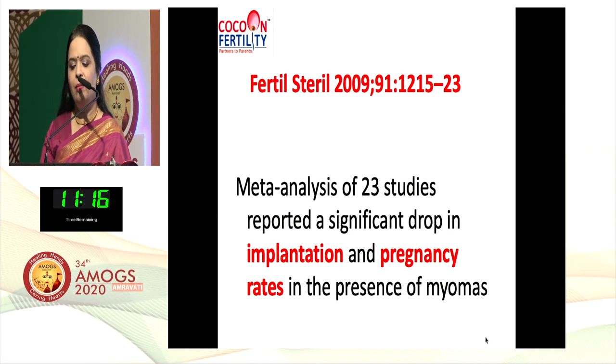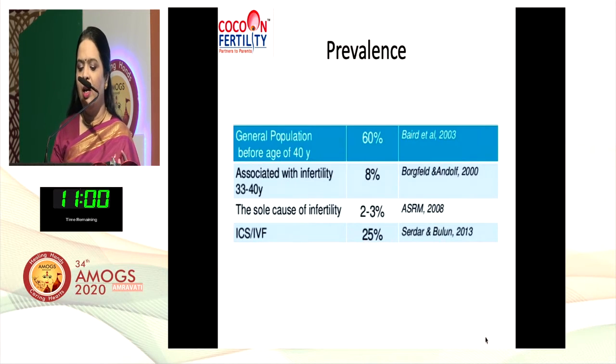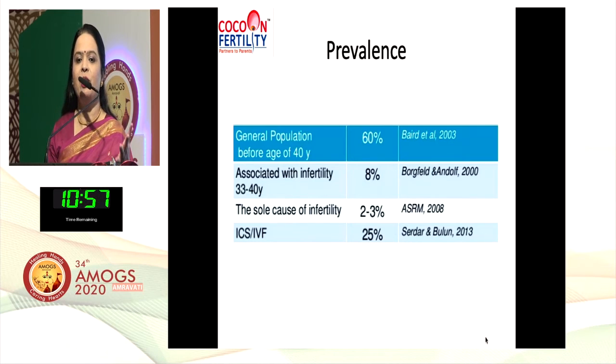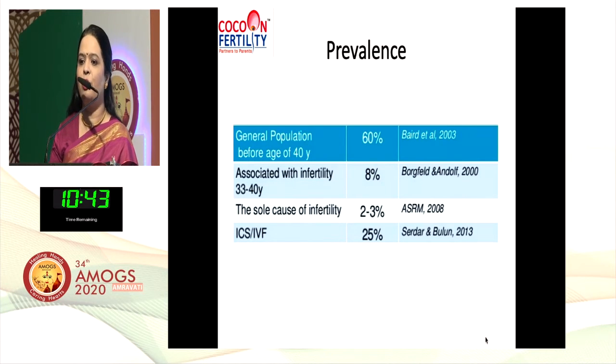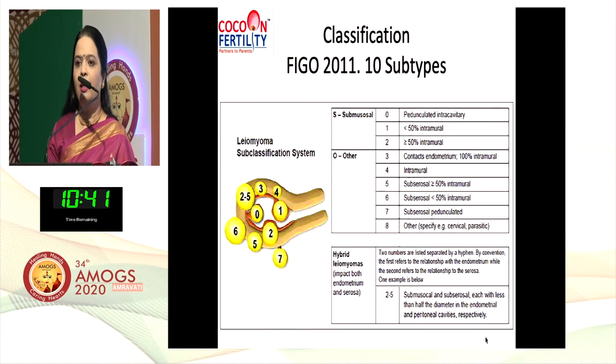So basically, a great meta-analysis in 2009 said that the presence of fibroids definitely affects fertility. It reduces implantation rates and it also reduces your live birth rates, your pregnancy rates. And therefore, fibroids become very important to me as an ART consultant. They are prevalent. They are not as high as 60%, but they will still be seen in about 8% of women of reproductive age group. And in patients that end up having IVF ICSI, 25% of these women will have associated fibroids at the same time. The FIGO in 2011 tried to subclassify them into 10 types.